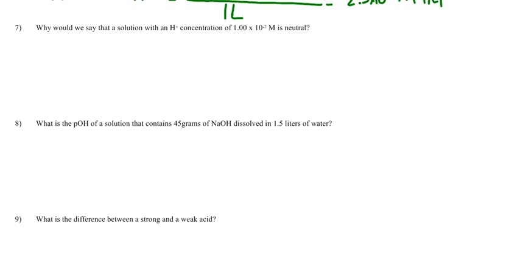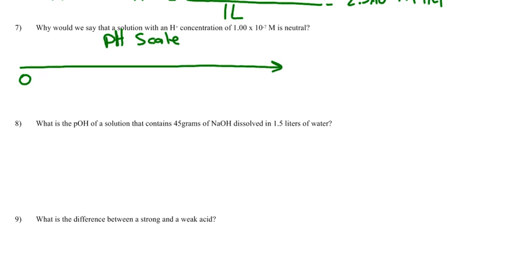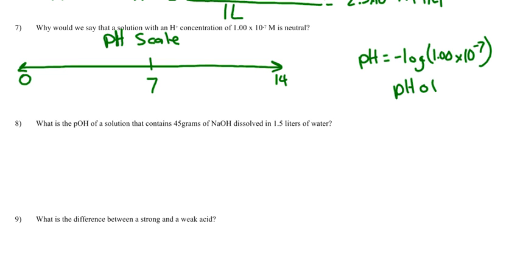Number 7, this one's going to be a really easy one. Why would we say that a solution with an H plus concentration of 1.00 times 10 to the negative 7th molar is neutral? So all we have to do here is look at what our scale of pH is. Now, for our pH scale, we have some numbers. We have all the way to the left is 0. And all the way to the right is 14. And right smack dab in the middle is going to be 7. Okay, so if I do pH on this, I'll get pH is equal to negative log of 1.00 times 10 to the negative 7th. And I get a pH of 7.